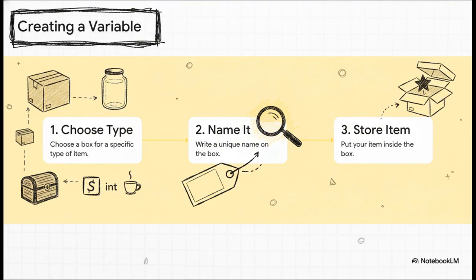So how do we actually make one of these labeled boxes? It's basically a three-step process. First, you have to choose the right kind of box for what you're storing. Next, you give that box a unique name so you can find it later in that giant warehouse. And finally, you put your item, your piece of information, inside it.